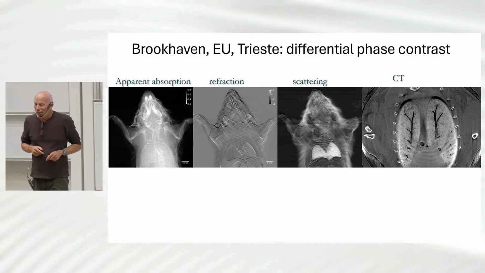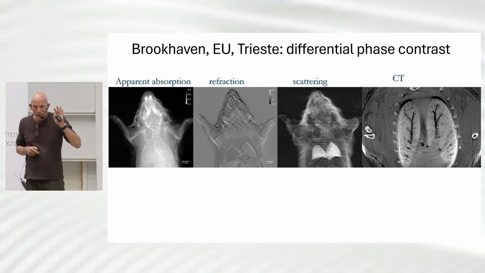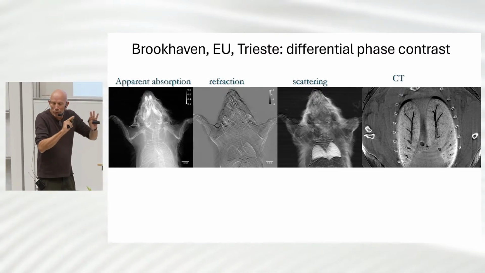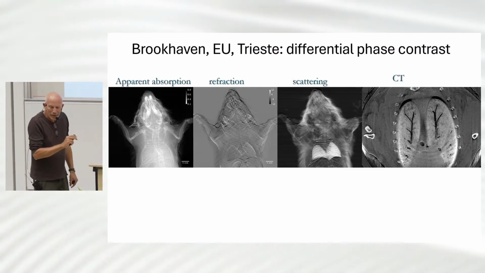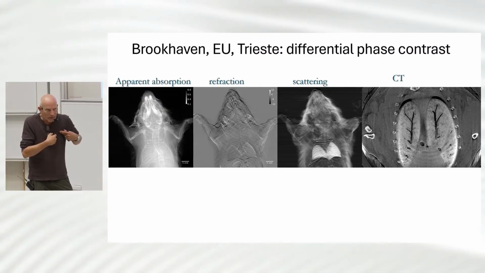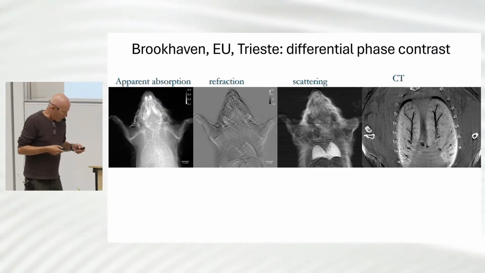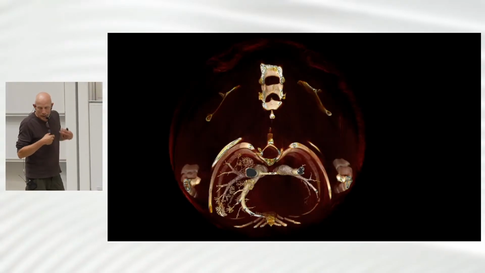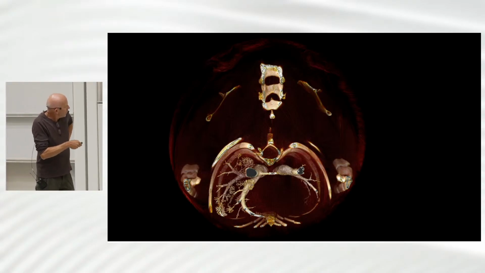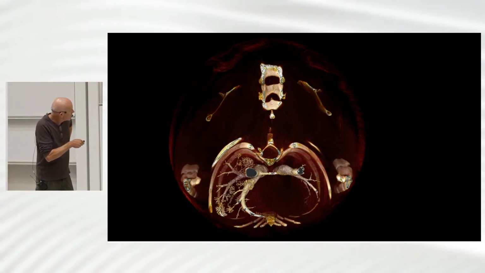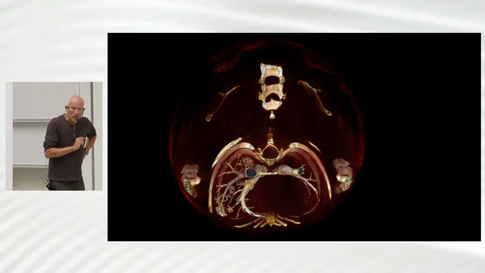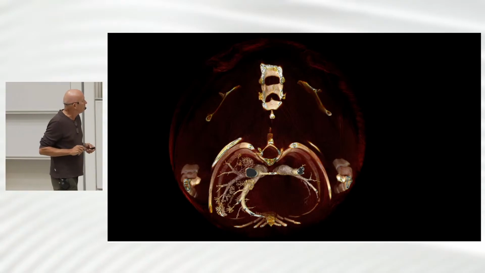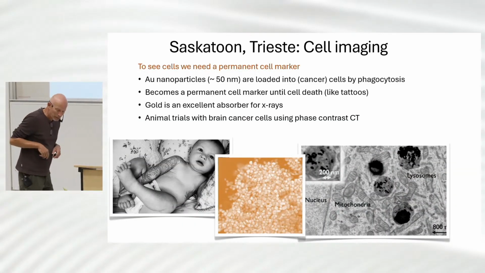Or we can look at the scattering, and the scattering gives a real signal. So here we can see the lungs very bright, and the signal strength depends on the number of alveoli that we have in the lung. Now, we can also do CT. And that is a reconstruction of a lung of a mouse. We can see all the bronchi, and not only the bronchi, but we can also see the alveoli. And that's important for many issues that we have with lung disease.